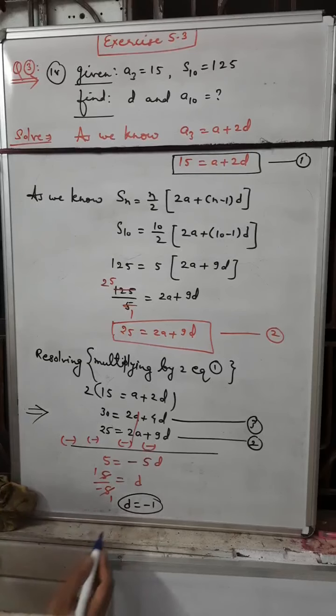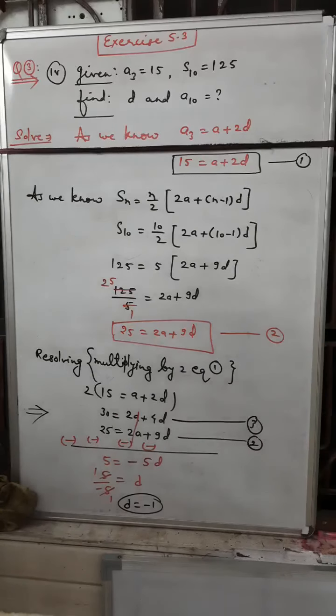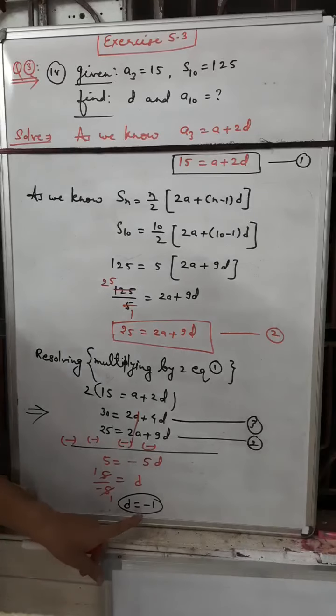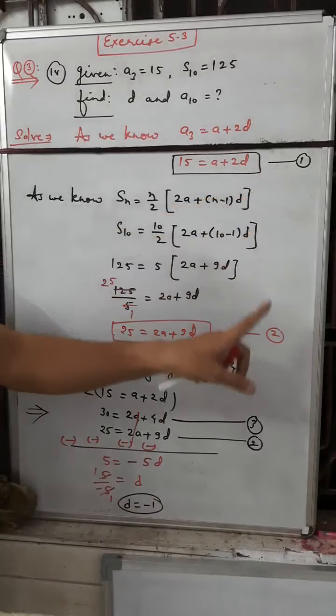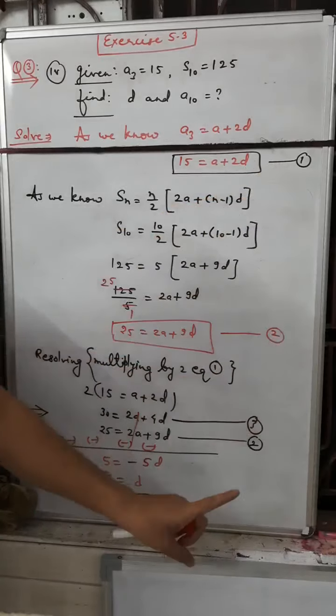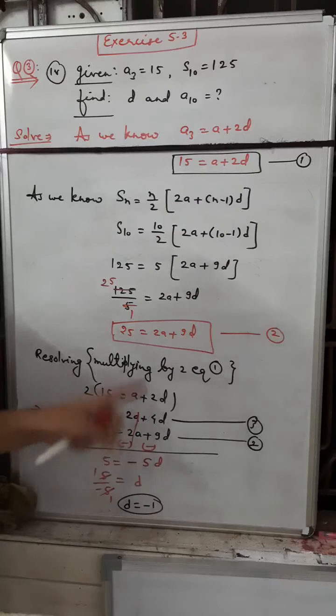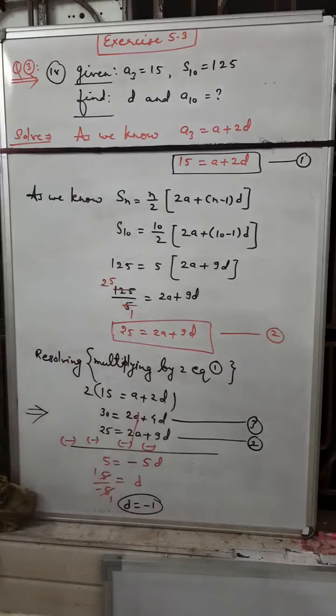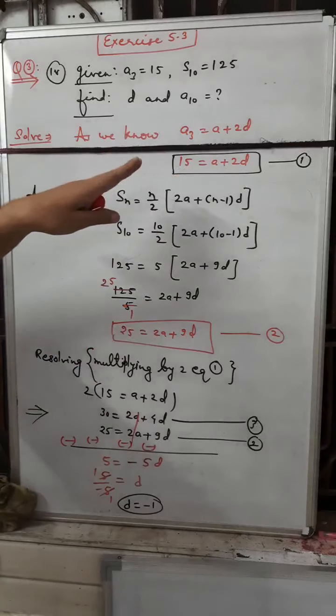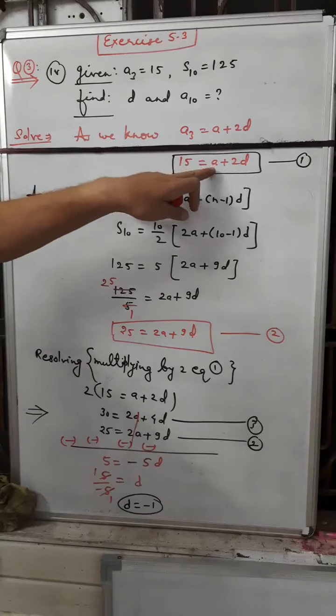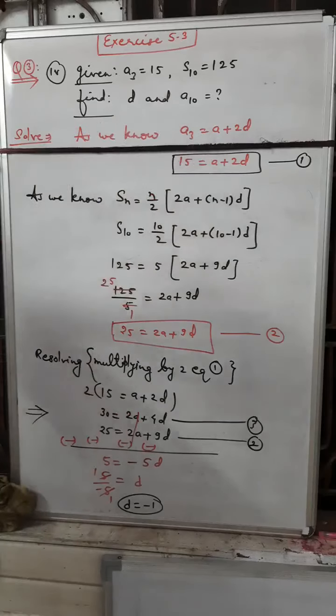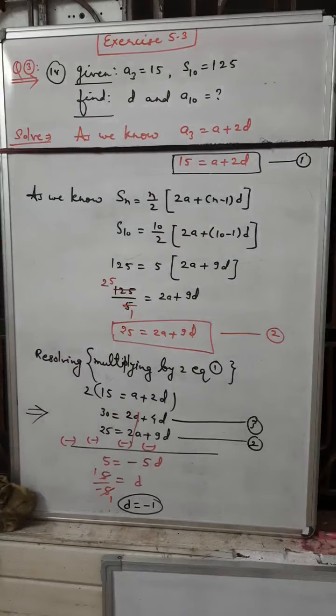So now if we want to find out the value of a, we can put the value of d in equation 1, either 1 or 2 or 3. Anywhere you can put the value of d for finding the value of a. If you are able to find out the value of a and d, then definitely you can find out the value of a10, or the 10th term.